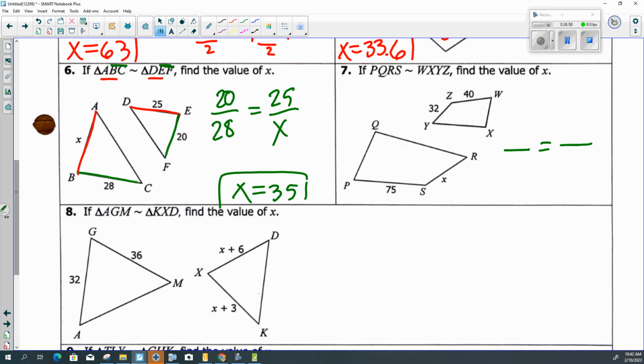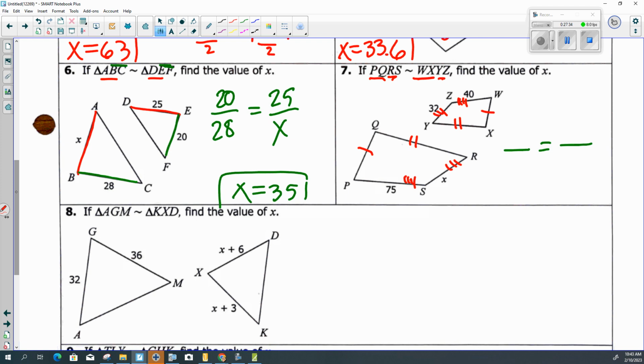Okay, did we all get the same proportion here? Okay, so something you may want to do before, side PQ is corresponding with WX. QR corresponds with XY. And it looks like it's just going to go around from there, but RS corresponds with YZ. Then you'll make sure that you're matching up the corresponding sides.